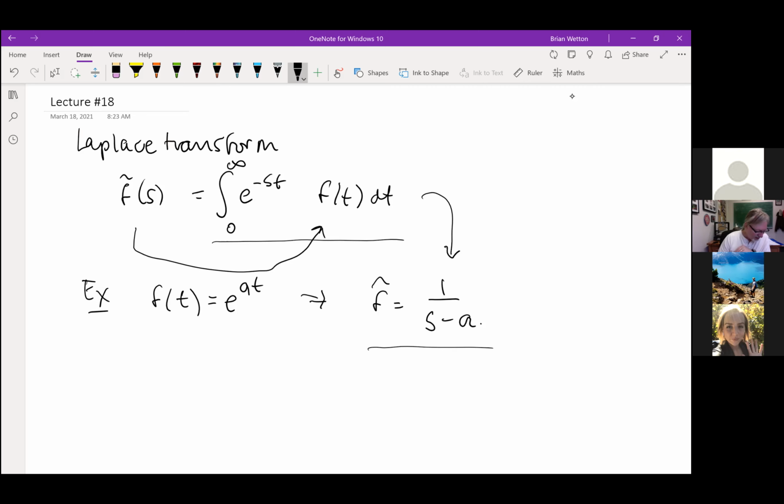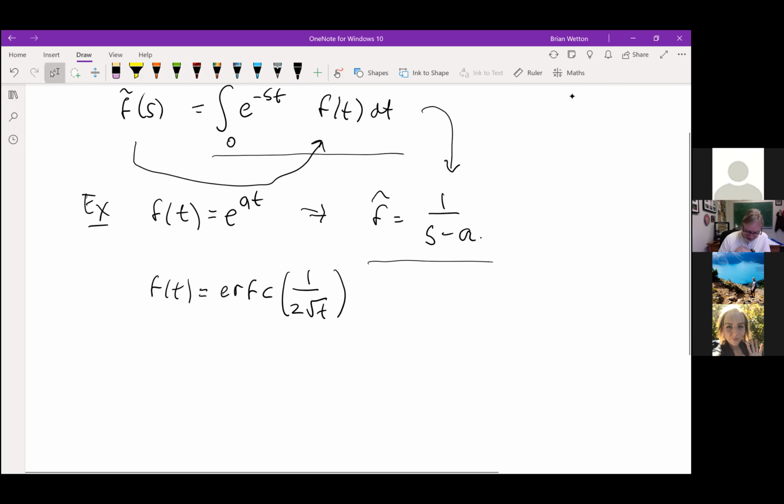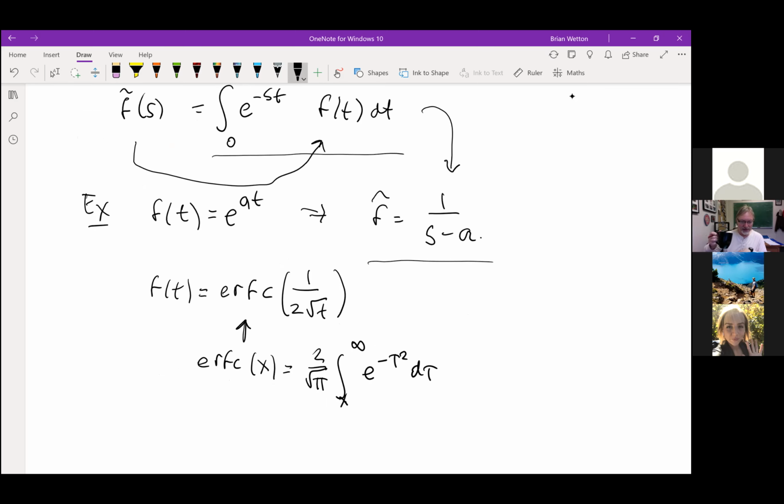And one of the ones that we'll use today is if you start off with the complementary error function. And what's this function? This is our friend. It would be our friend if we were statisticians. It's the tail end of a Gaussian distribution, scaled in a way that makes this distribution have a weight 1.